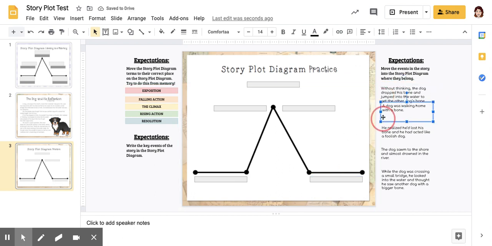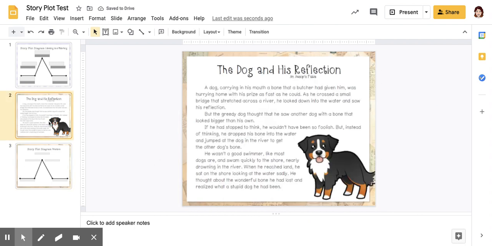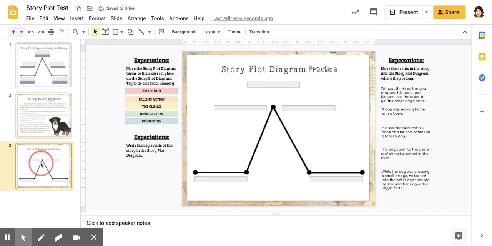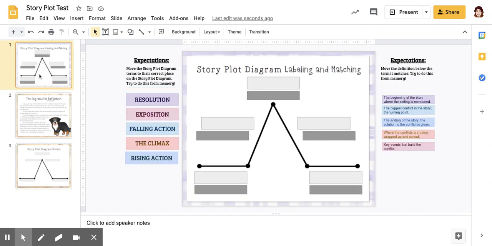This is like the stories that we did yesterday in class. It is a different story than the ones that we read yesterday, but the story plot diagram practice slide is exactly the same as what we did on Thursday. Those are your directions for your story plot diagram test for Friday.